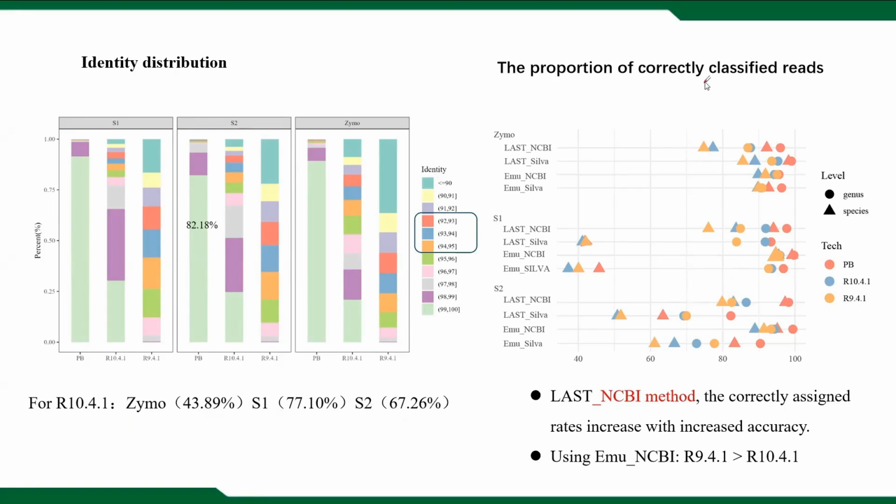Correctly assigned rates from the NCBI database were higher than those from the Silva database in the synthetic communities, but in Zymo, an opposite trend was observed. While using the LAST NCBI method, the correctly assigned rates increase with increased accuracy. Interestingly, while using EMU NCBI at species level, R9 performs better than R10.